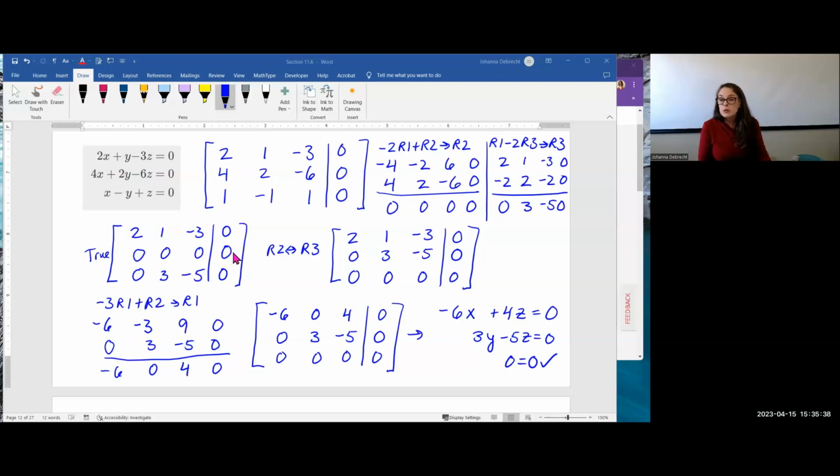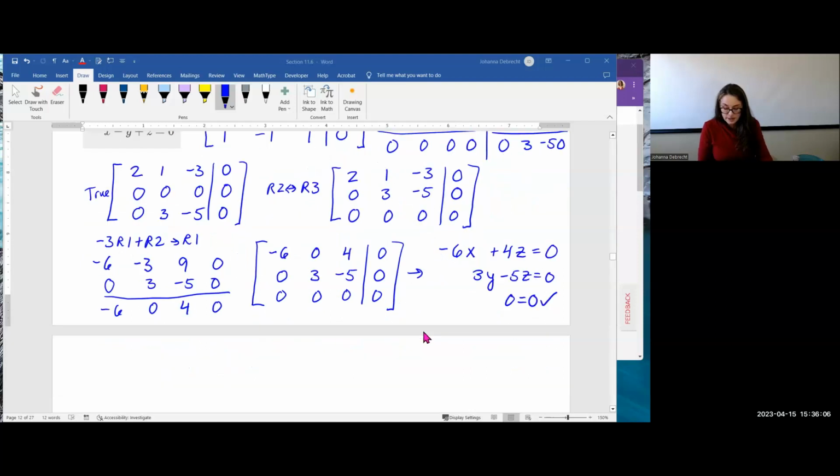But it is true that 0 equals 0. So it's not an inconsistent system. Now, if we have an all 0 row, it needs to drop to the bottom. So next, I swapped rows 2 and 3. Then I used the 3, the initial position in row 2, to eliminate the 1 in row 1 by taking negative 3 row 1 plus row 2 to replace row 1, which gave me this system here.